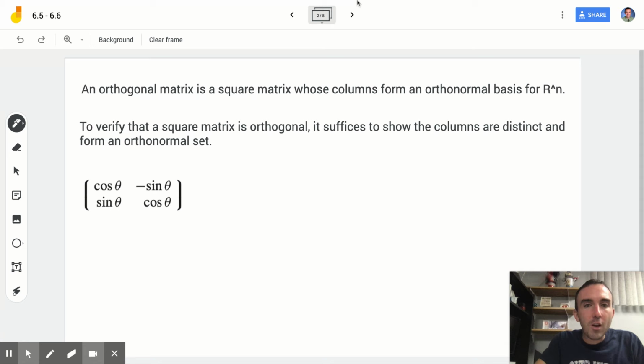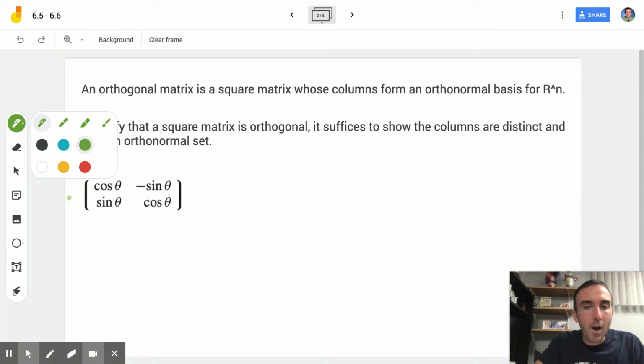By definition, an orthogonal matrix is a square matrix whose columns form an orthonormal basis for Rn. To verify that a square matrix is orthogonal, we do have a couple of options. For the first example, I'm going to show that the columns are distinct and form an orthonormal set.